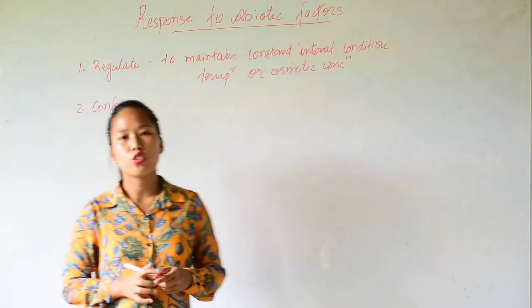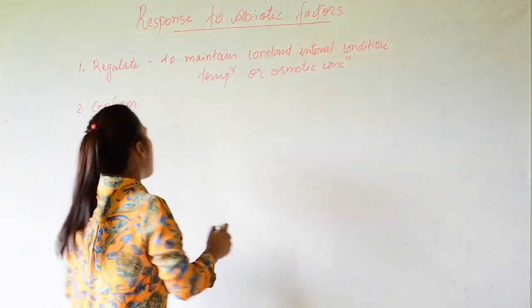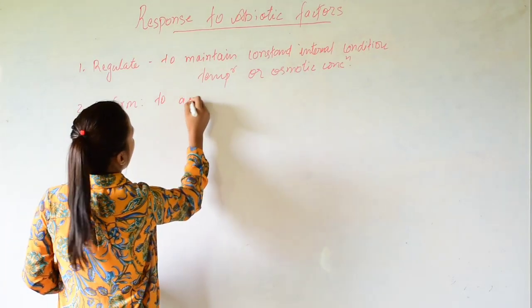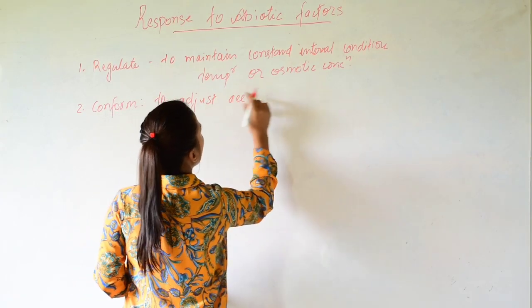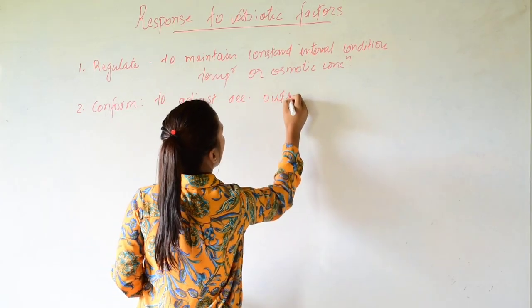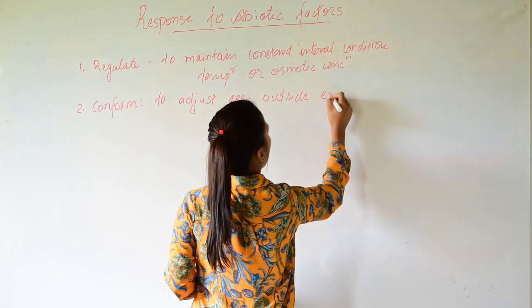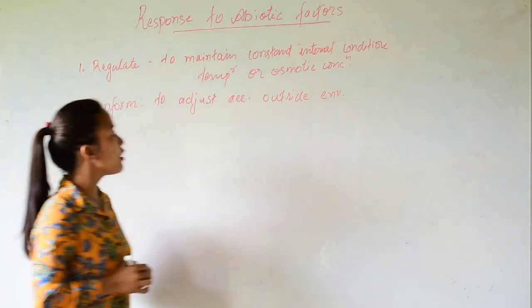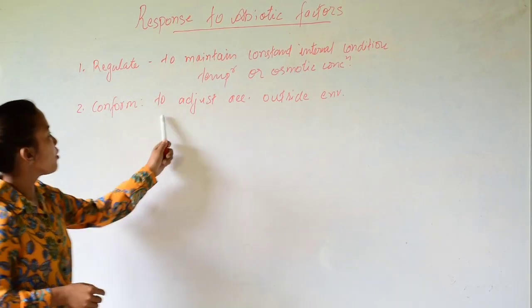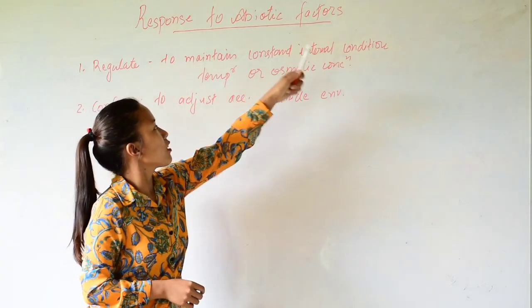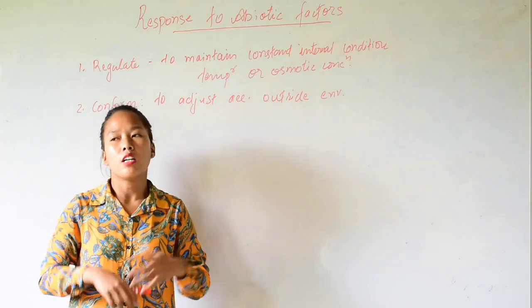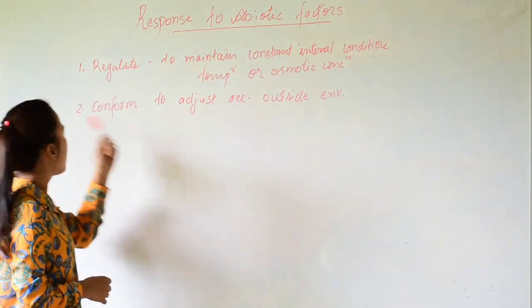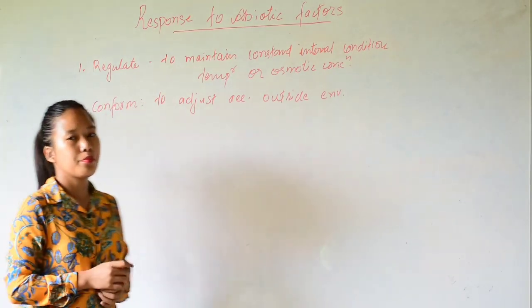Conform means to adjust. It means to adjust according to the outside environment. Now there are some organisms which are not able to maintain constant internal condition, and then they just adjust. They just adjust according to the outside environment. So such a process is called conform.